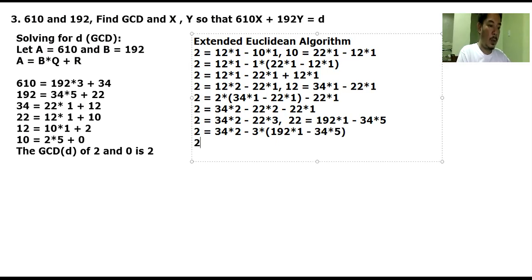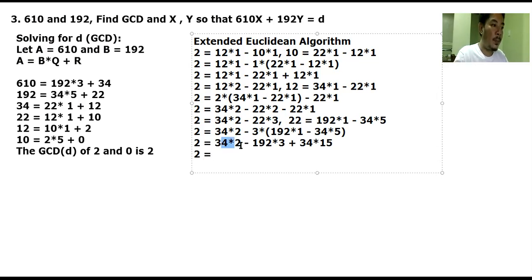Ang sagot po is 2 is equals to 34 times 2. Tapos, minus 192 times 3 plus 34 times, yung 5 times 3 is 15. Simplify natin, 2 is equals to, ilang 34 yan? 34 2, saka 34 5. So, 34, 17, 34, 17. Minus 192 times 3. Okay, so 192 times 3.